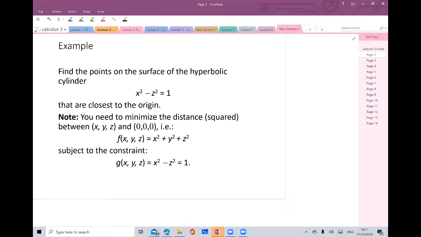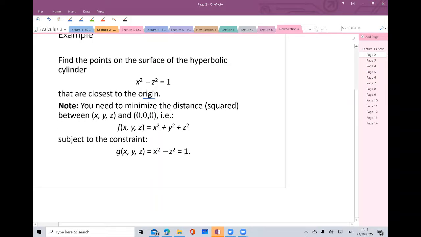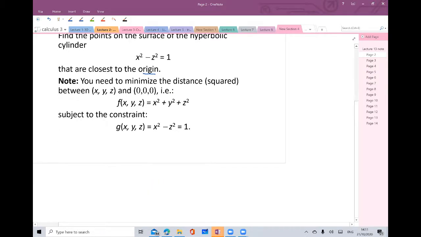This problem, for example, says find the points on the surface that are closest to the origin. We solved this problem in the previous lecture, right? I needed to minimize the distance squared between the point xyz and the origin. I defined the distance square function, which is x squared plus y squared plus z squared. It is constrained so that these points x, y, z should lie on this surface, the constraint x squared minus z squared equals 1.